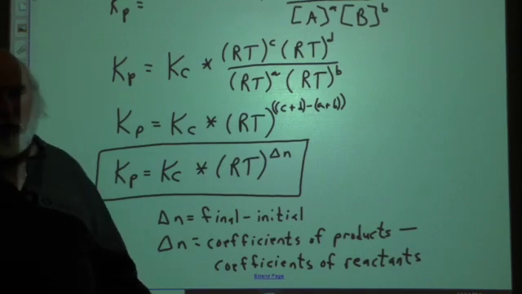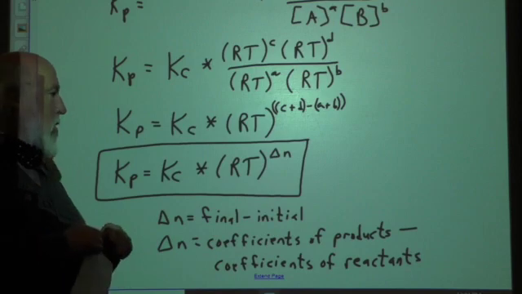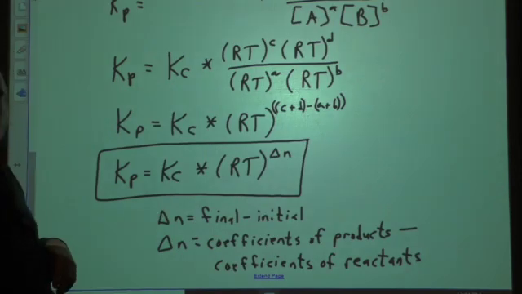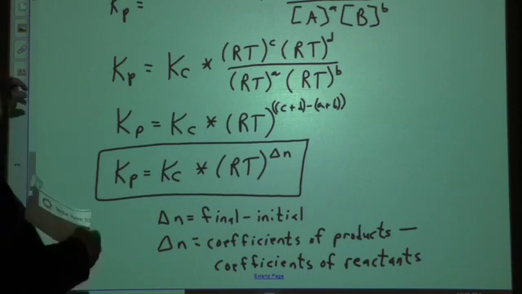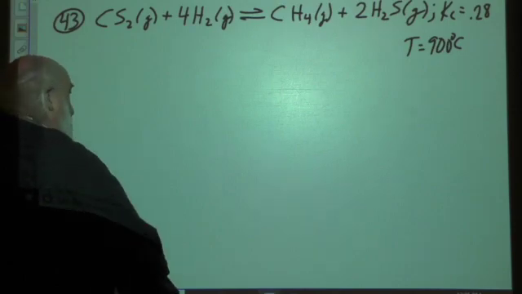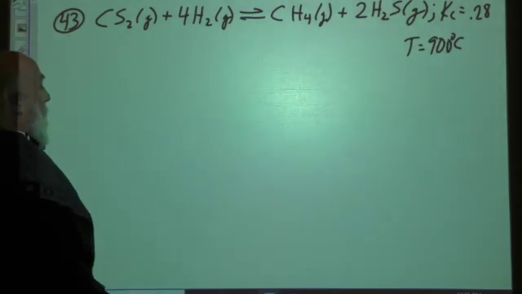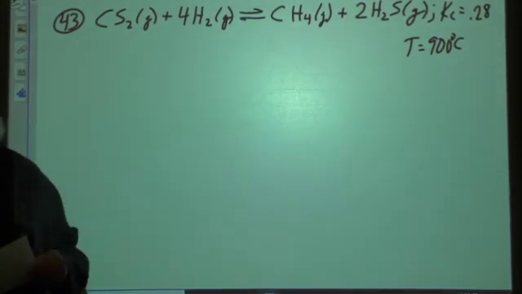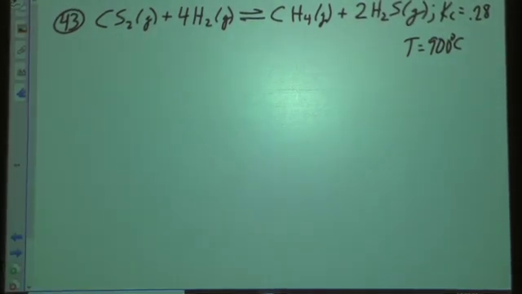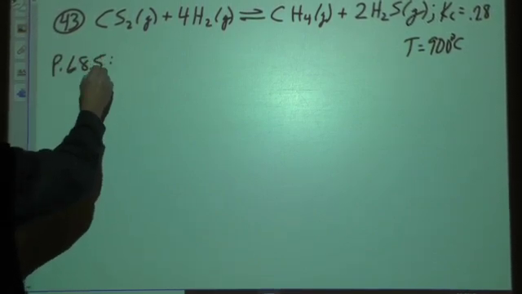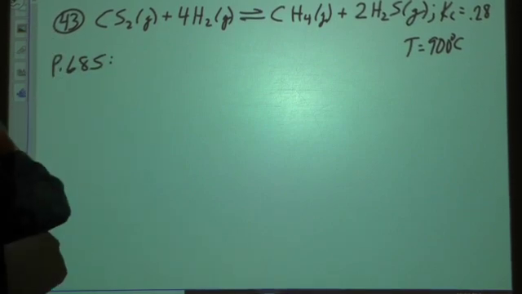So let's take a look. We've already taken a look at a problem dealing with Kp. Now let's deal with Kp and Kc. Okay, so Kp, we're asked number 43, this is page 685. And this is number 43.